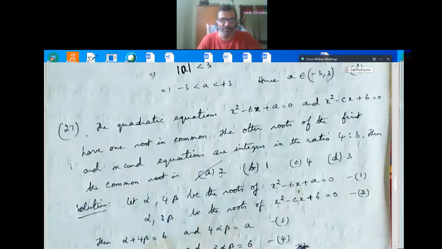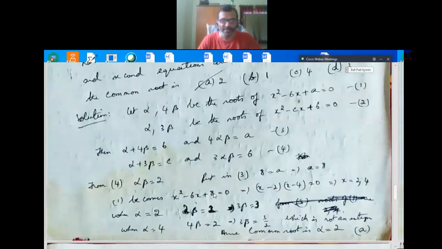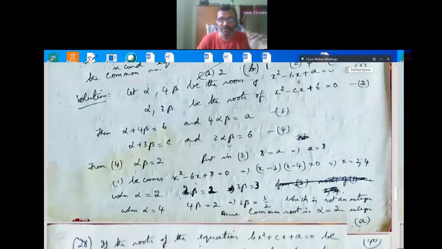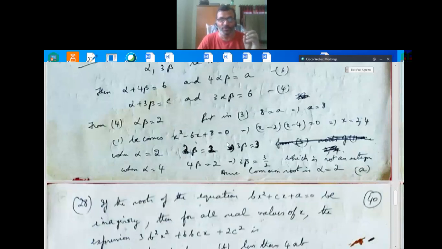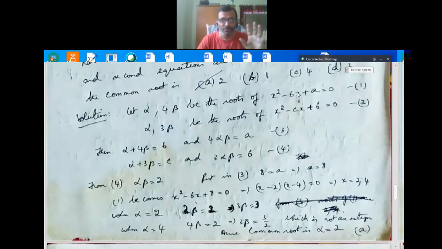Now I take equation 1. It becomes x squared minus 6x plus 8 equals 0. When I factorize it, I get (x minus 2)(x minus 4) equals 0. So x is 2, 4. Now I just have to check which is the common root. We need not solve everything. This is a common entrance exam, so we just have to answer the question and see which option is correct. One answer is enough. So x equals 2, 4, and we have to check whether 2 is common or 4 is common.